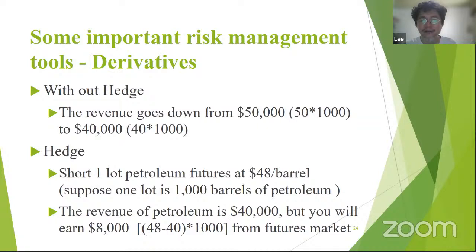you already fixed your revenue to be $48,000. So in these two cases, you will find when you hedge on that day, you already fixed your revenue, or you already fixed your cost at a certain amount. Okay, so this is what we say. We can use derivatives to help you to control the risk. After you hedge, you already fixed the cost, not any fluctuation, because we already fixed the cost. We already fixed the revenues. Okay, not any fluctuation, no volatility.